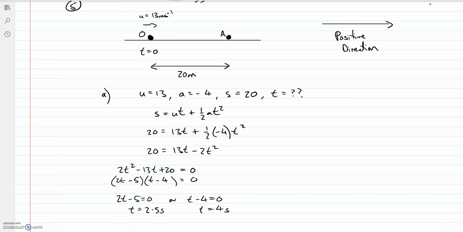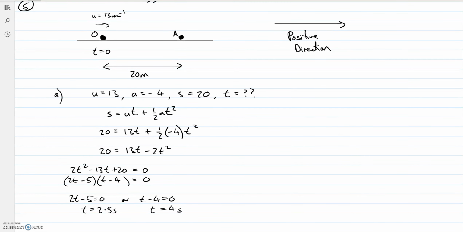So there's 2 times where it passes through A. It's going to come from the left, go through O, and then after 20 meters and 2.5 seconds it'll pass through A going from left to right. It's a terrible arrow, sorry. And then it's going to keep decelerating, and eventually it's going to stop somewhere past A, and then if the acceleration carries on to the left, it's going to go back towards A, and then back through A, and that will happen after 4 seconds in total from time t equals 0.